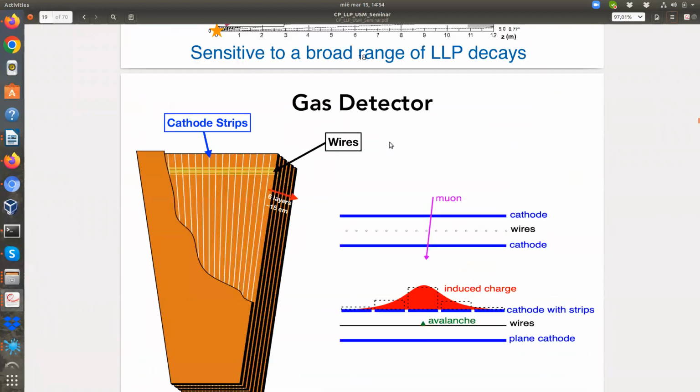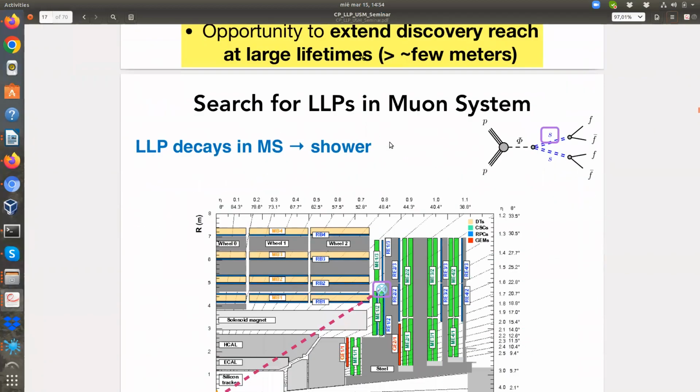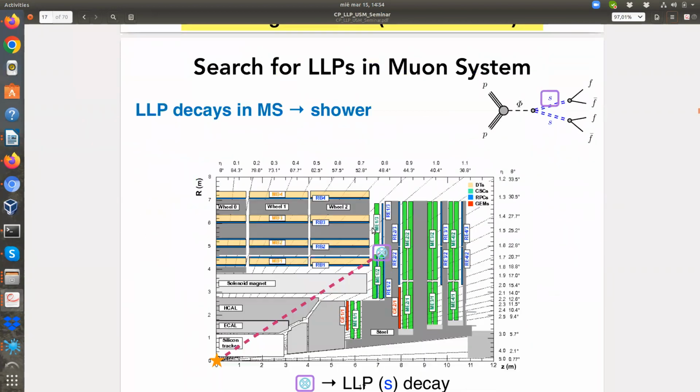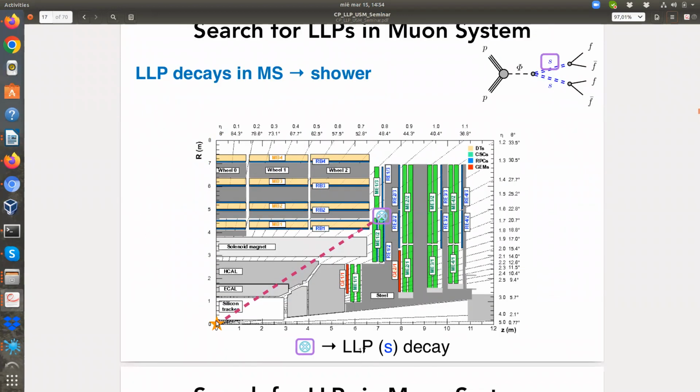Well, let's go back here. I think it's okay. I can move it a little bit down, so that's okay. So this is the model. I'm now focusing on only one of them, and what happens. It gets produced at the interaction point, which is near 0 here, and then it travels all the way until it decays in the muon chamber.